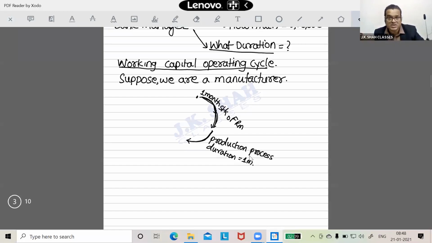Now, dear students, tell me, the money which I invested over here in total is blocked for how many months? 2 months. Initially the raw material was lying in the godown for 1 month. Then it went into the production process, which continued for a duration of 1 month. So now my money is blocked for a duration of 2 months. Everybody agrees on this?